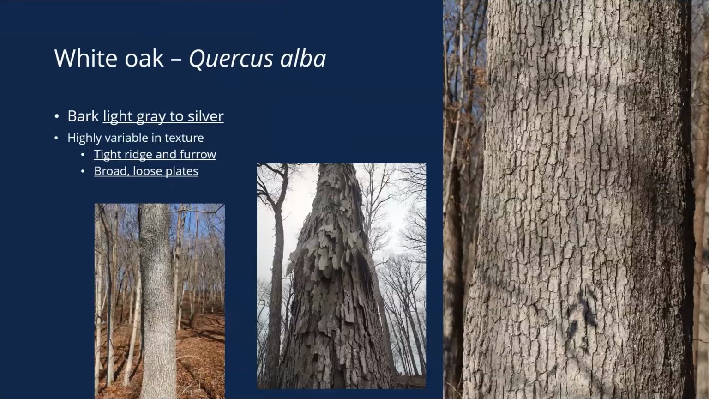White oak bark is light gray to silver in color and highly variable in texture, right? A lot of times it can be somewhat tight, ridged and furrowed, especially on younger trees. As they get larger, it tends to get thicker and deeper, and then often can form these broad, loose plates like you see in that middle picture. Now, this usually occurs on bigger white oaks. But I've seen people even mistake them for shagbark hickories because they're so platy like that and so peeling. But overall, with white oak, you're looking for that silvery coloration or light gray coloration that really stands out.